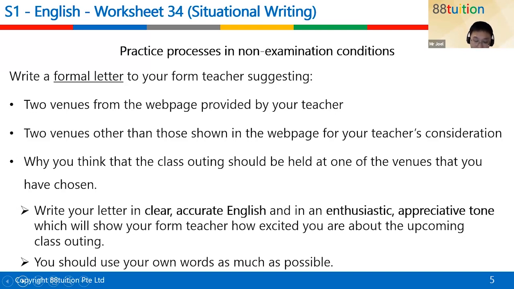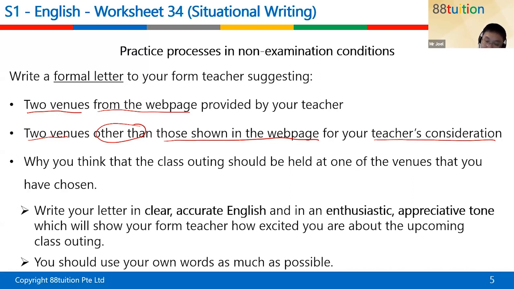And over here, you can immediately see that, because look, you suggest two venues from the web page that they give you, and you have to suggest two venues other than those shown in the web page. You have to come up with your own suggestions on places that you know can be educational and enjoyable at the same time for your teacher's consideration. It's very obvious from the points here that you can't just rely on the web page. You have to come up with other stuff and you have to justify. You have to say why it is educational, and why it is enjoyable as well.